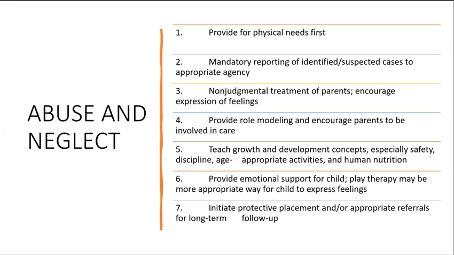We need to be non-judgmental of the parents. We want to encourage expressions of feeling, provide role modeling, and encourage parents to be involved in the care of the child. We want to teach them growth and development concepts, especially regards child safety, child discipline, age-appropriate activities, and even nutrition. We also want to provide emotional support for the child, like play therapy, dolls, having them draw or making up stories. Those might be a more appropriate way for the child to express their feeling.